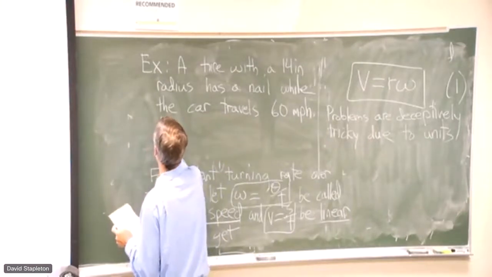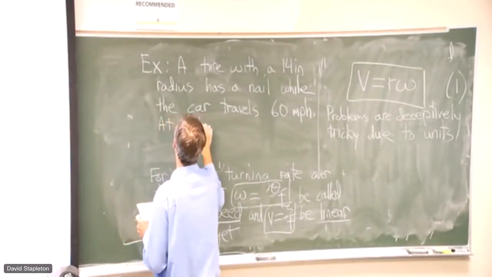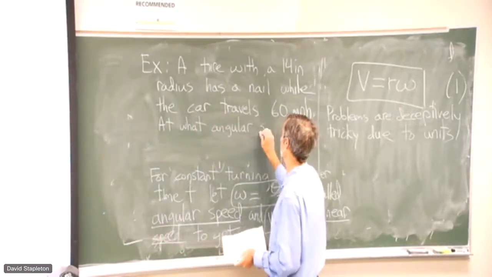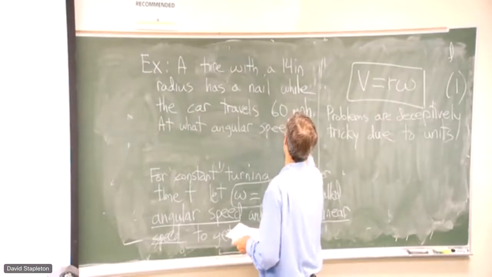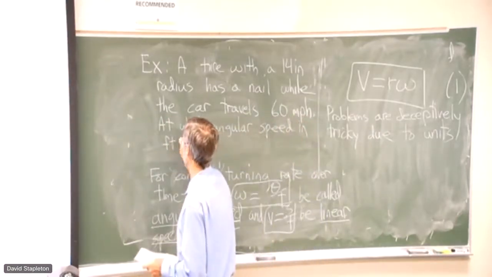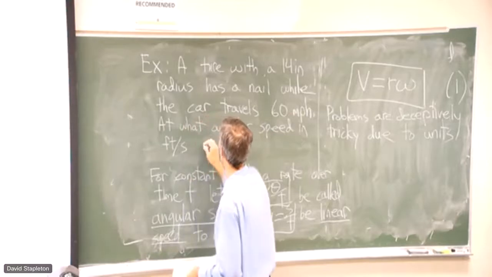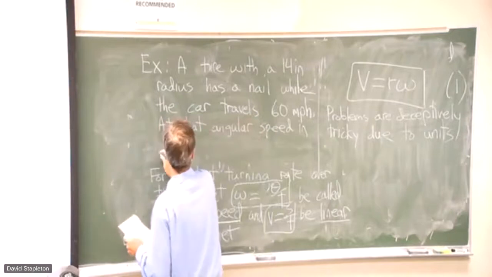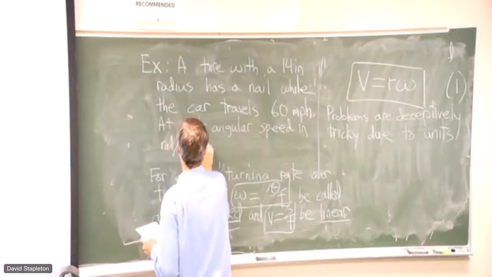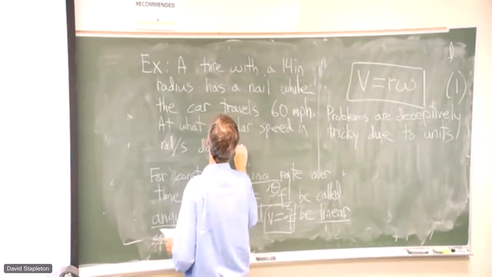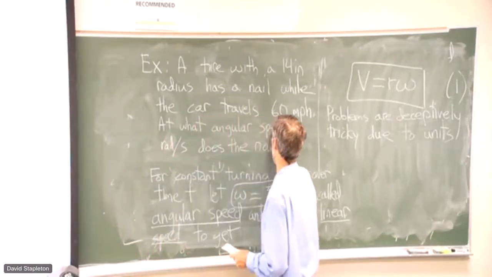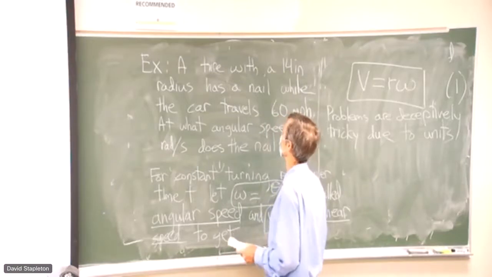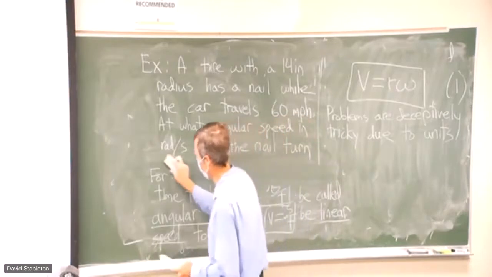At what angular speed, not in something that's familiar to you, say feet per second, FT for feet and S for seconds, but angular speed, radians per second, does the nail turn? All right, how do I solve that problem?